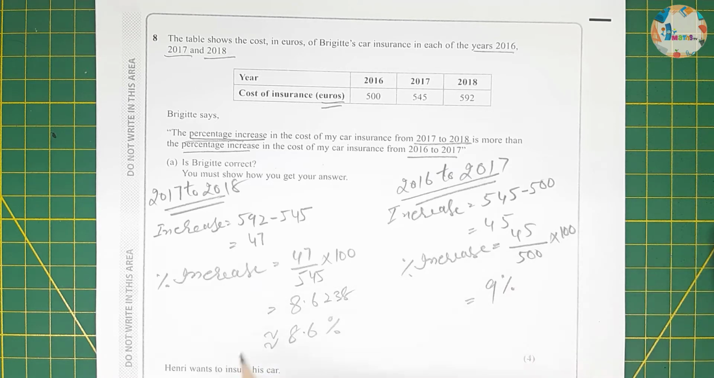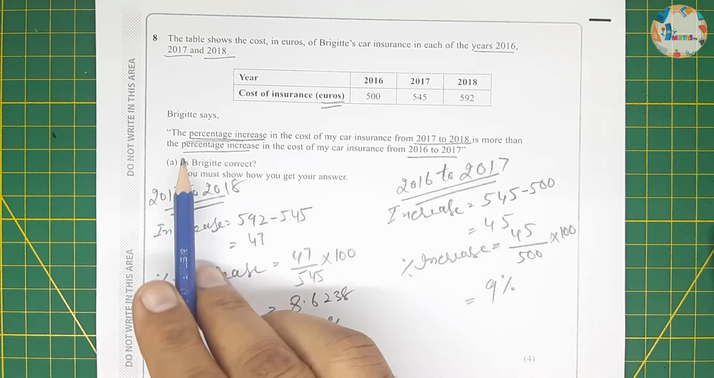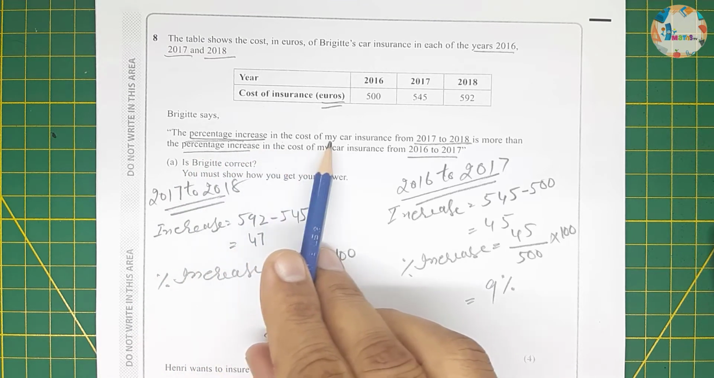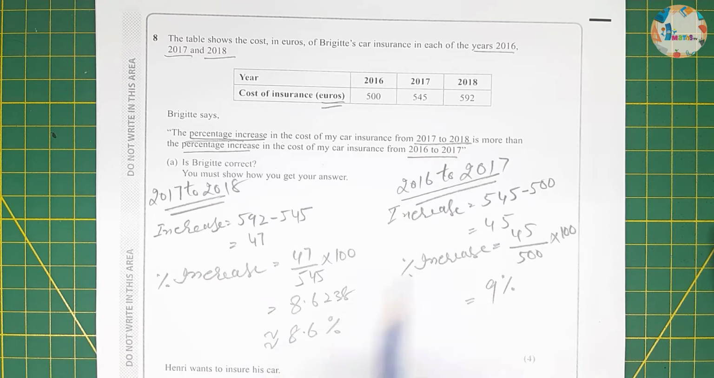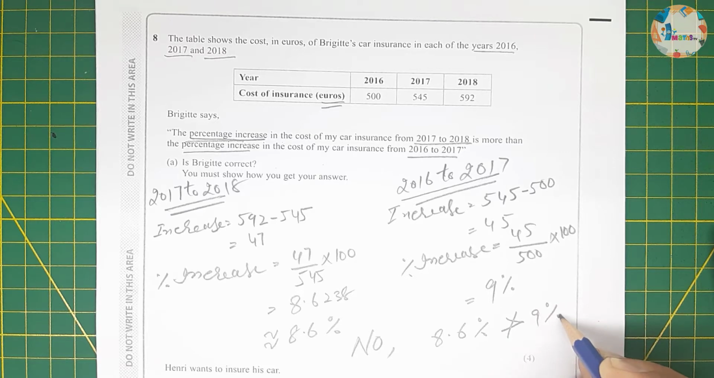So the statement was that the percentage increase in the cost of my car insurance from 17 to 18, which is this one, is more than the percentage increase from 16 to 17. So this is not more than this. So we will say no. Reason: 8.6% is not greater than 9%. You can write this reason.